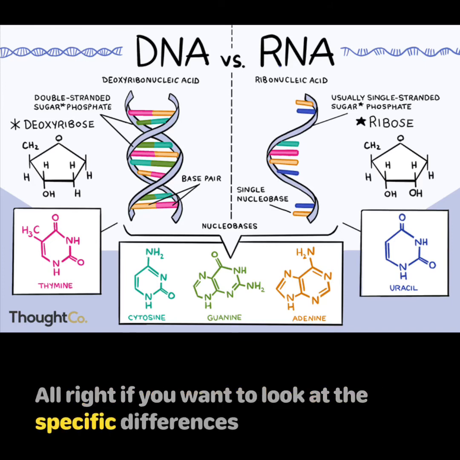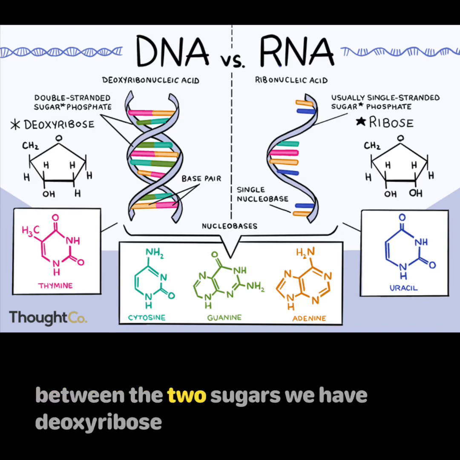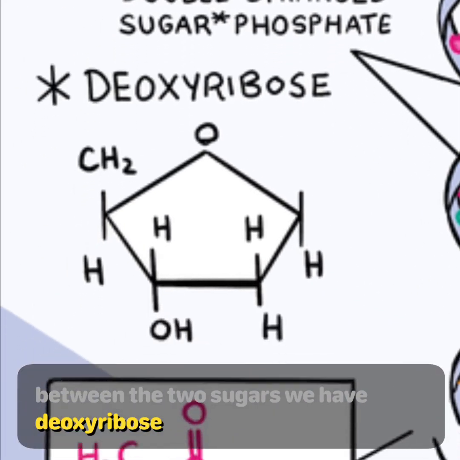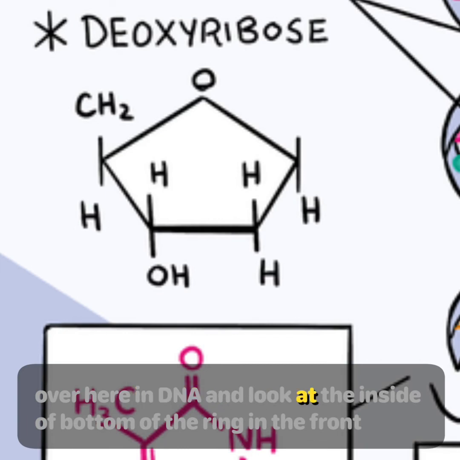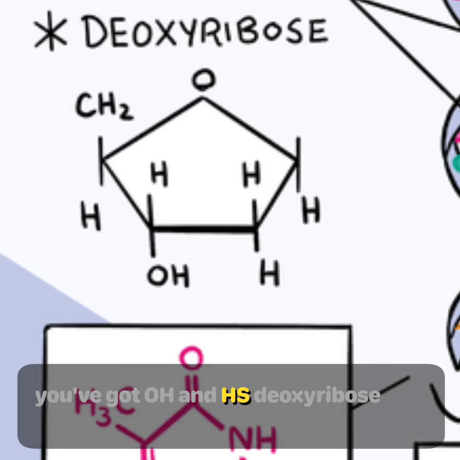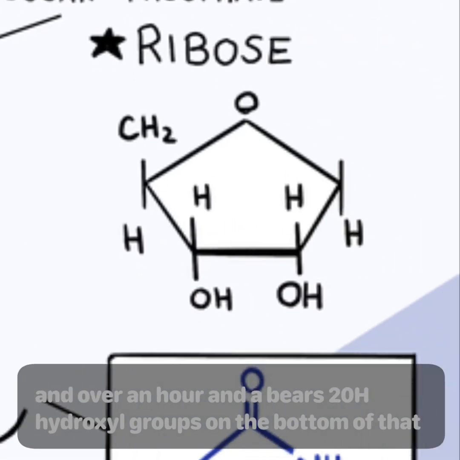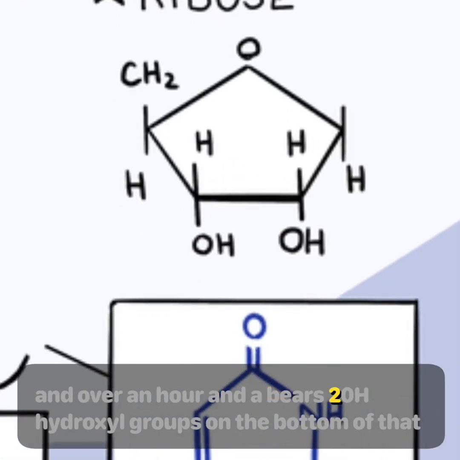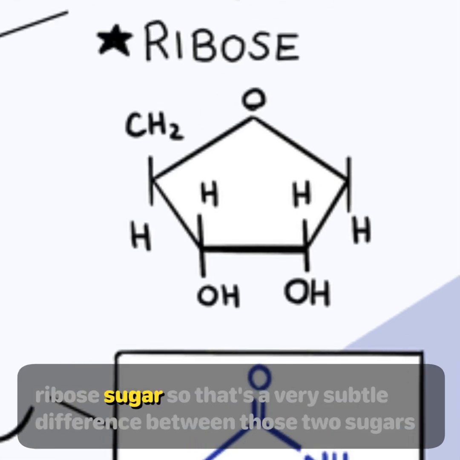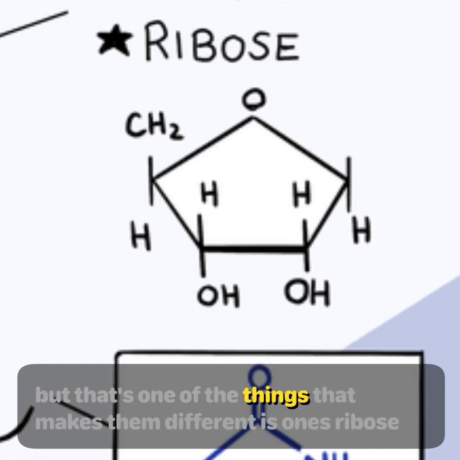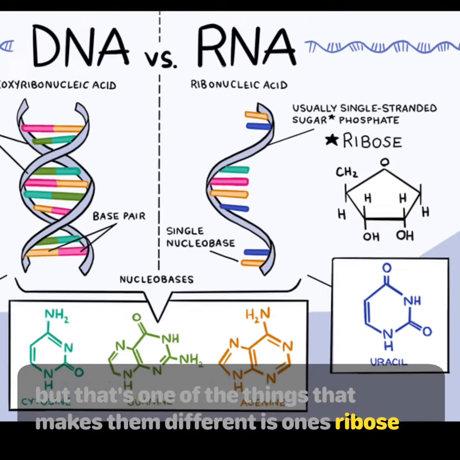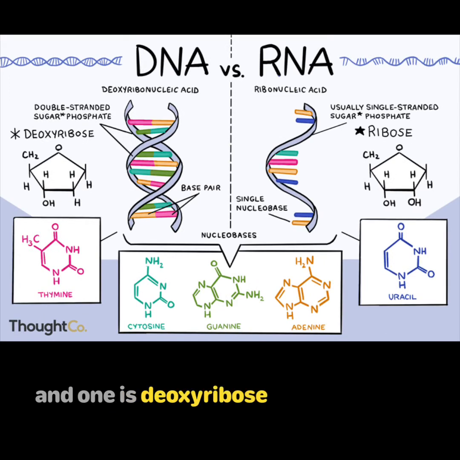All right, if you want to look at the specific differences between the 2 sugars, we have deoxyribose over here in DNA, and look at the bottom of the ring in the front. You've got OH and H, that's deoxyribose for DNA. And over in RNA, there are 2 OH hydroxyl groups on the bottom of that ribose sugar. So that's a very subtle difference between those 2 sugars, but that's one of the things that makes them different: one's ribose and one is deoxyribose.